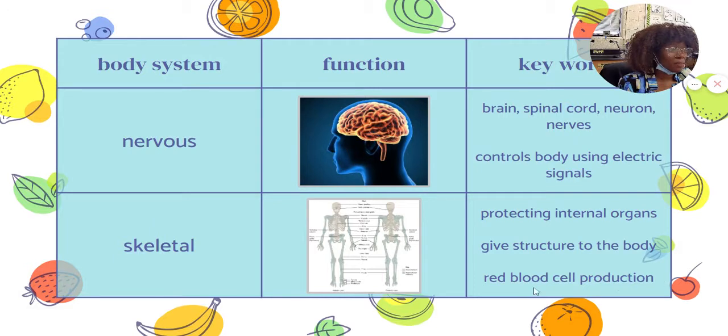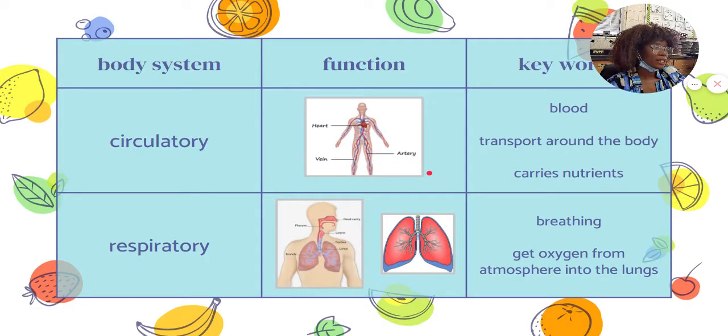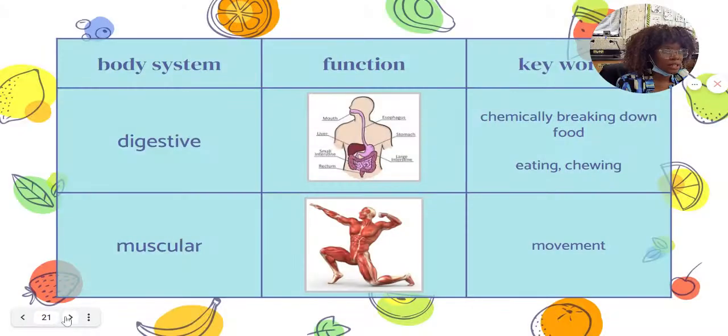Something that students sometimes forget is the fact that there is red blood cell production in the skeleton. It's this process known as hematopoiesis, which is awesome. Circulatory system's job is to circulate blood, transport blood around the body, and we already know that blood carries things like oxygen, carbon dioxide, sugars, all kinds of nutrients and waste products. Also hormones, right? Respiratory system, breathing in and out, getting oxygen into those lungs.